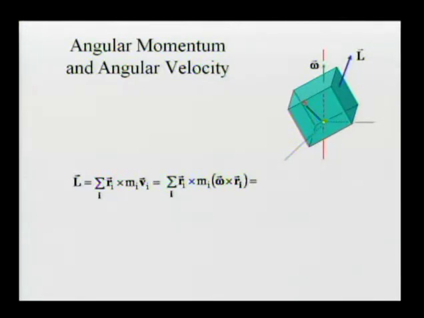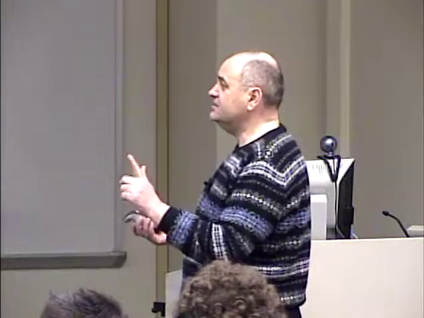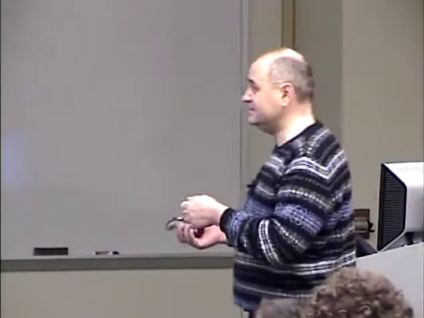Well, let's choose a coordinate system such that we have purely rotational motion. So in this coordinate system, the velocity of the ith particle is the angular velocity crossed with its position. Now, for a rigid body, it happens that they all move with the same angular velocity. They don't move with the same velocities, but they move with the same angular velocities. All particles in a rigid body always have the same angular velocity.